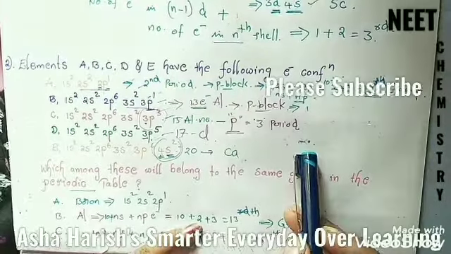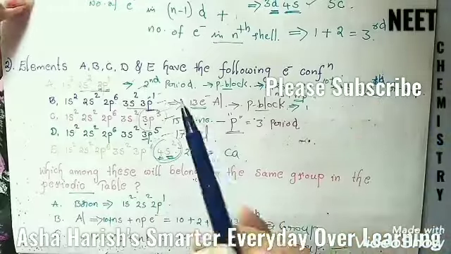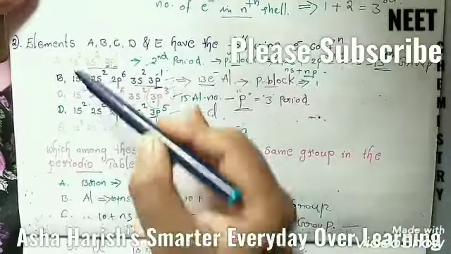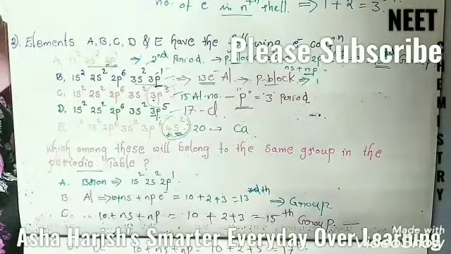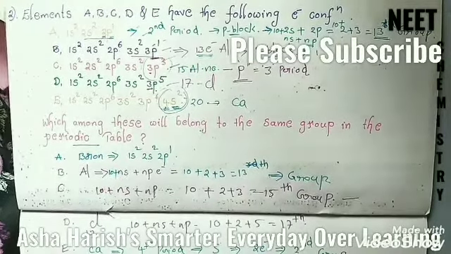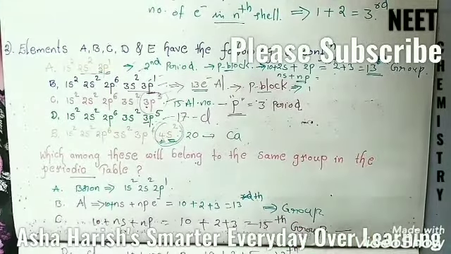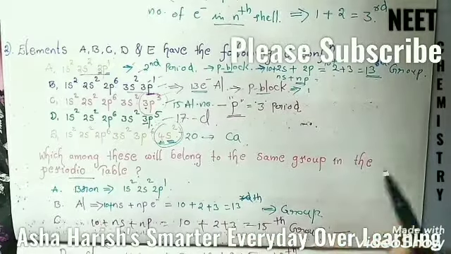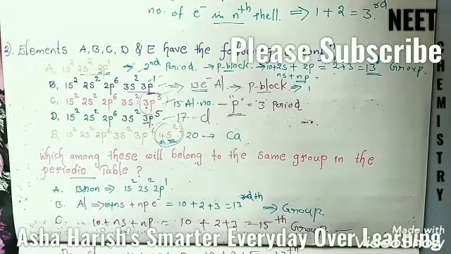Okay students, this is about our today's session, prediction of the position of the element in the periodic table basing upon its electronic configuration. They have given 5 options, and among these we found which ones belong to the same group with this calculation. For my further classes, I'll explain some solved examples for your JEE Mains and NEET from the concept of classification of elements and periodicity in their properties.